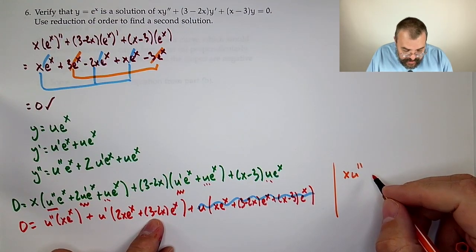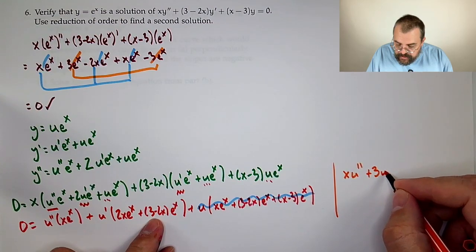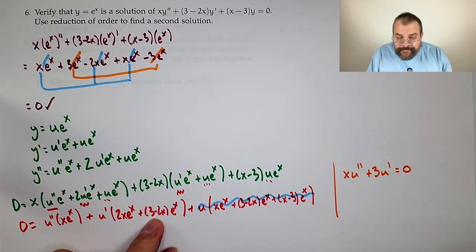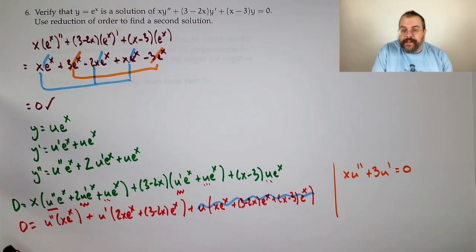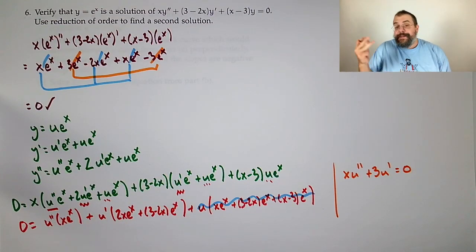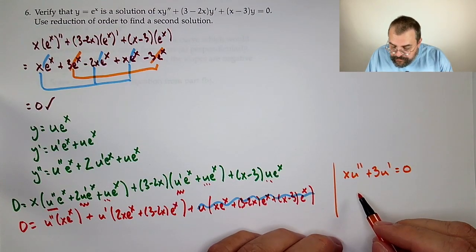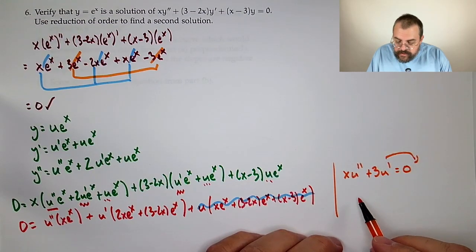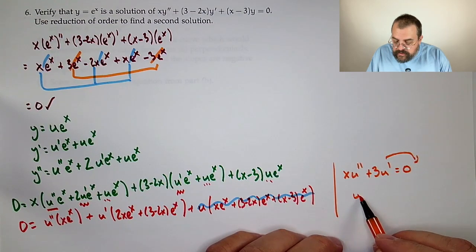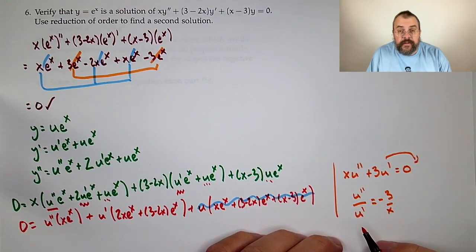Plus 3 u prime equals 0. All right, so remember, we divide out by e to the x because everything has an e to the x. That looks pretty simple. In fact, we don't even have to try very hard. So what can we do? We can move this across and then do a little bit of rearranging. So look, u double prime over u prime is equal to minus 3 over x.